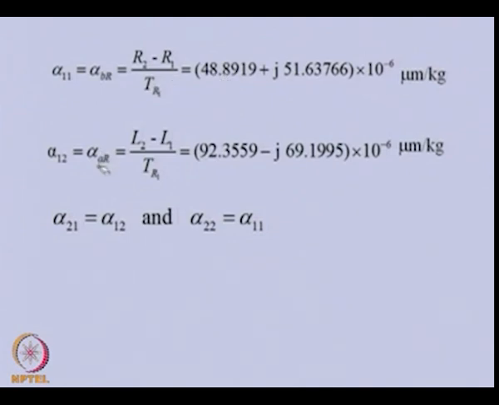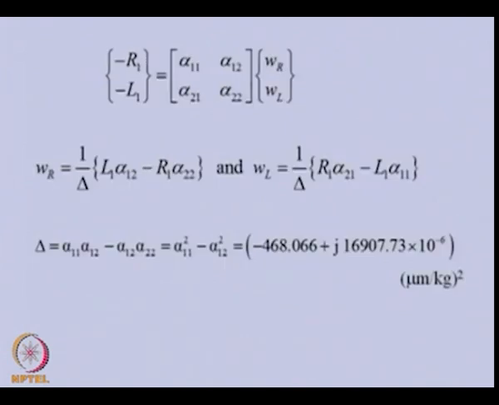Similarly, alpha AR. The trial mass we kept in the right plane only, and the measurement is in the other plane. If you substitute these two, which we calculated earlier, and TR in the complex form, after simplifying we will get this. And because the rotor is symmetric, we will have alpha 21 equal to alpha 12 and alpha 22 equal to alpha 11. So, this symmetry will hold, and there is no need to calculate the other two influence coefficients again.